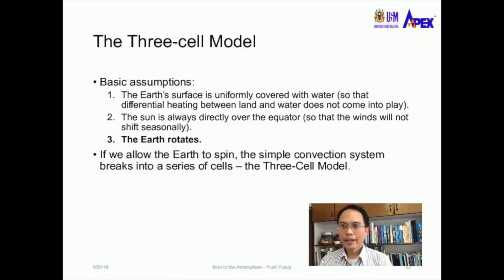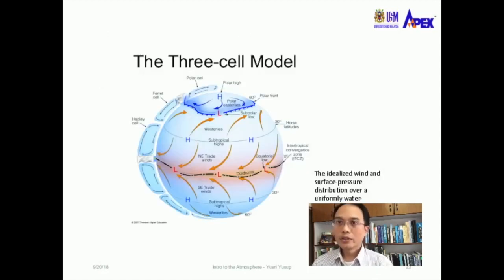And if we add this rotation factor into the model, what happens to the layers that we saw in the previous single cell model, or the Hadley cell model? If we allow the Earth to spin, the simple convection system breaks into even more cells instead of just the one cell, and that's why we call it the 3-cell model. In the 3-cell model, we see that there is still the Hadley cell, which goes from the hot air rising in the equator and moving to the north, but this Hadley cell breaks down into the 3 different cells.